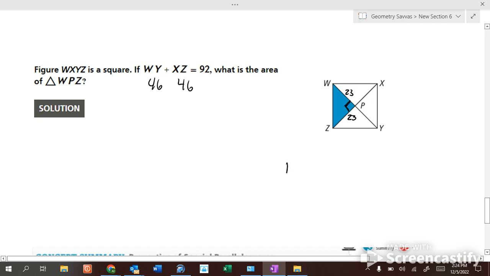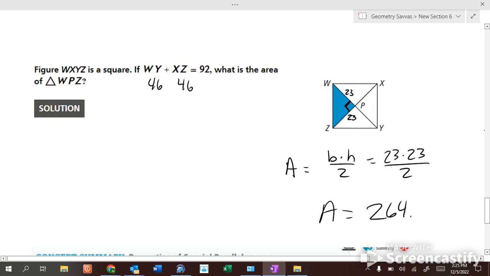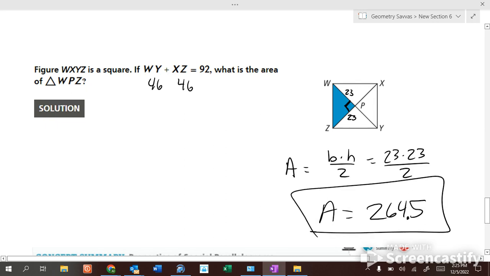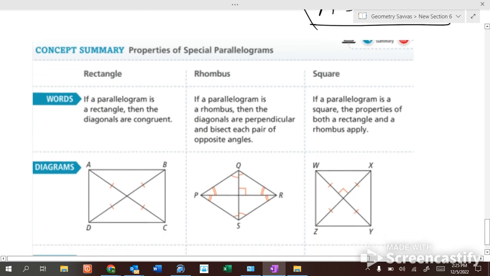What's the area of a triangle? Area of a triangle is base times height divided by 2, or 1/2 the base times the height. So the base is 23, the height is 23 because it's a right angle. So take 23 times 23 and divide it by 2, and you get the area of that triangle. What do we get? 264.5. Okay? Find the area of a triangle.